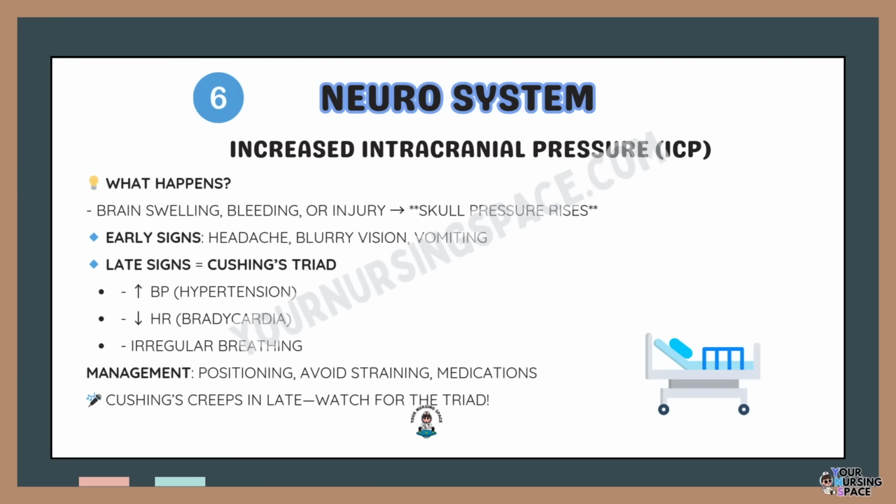Now let's talk about increased intracranial pressure, or ICP, which can result from trauma, stroke, tumors, or infections like meningitis. When pressure builds up inside the skull, it can lead to serious complications, including brain herniation. Early signs include restlessness, headache, and nausea or vomiting. As ICP worsens, late signs appear, including Cushing's triad, which consists of bradycardia, widened pulse pressure, and irregular breathing.